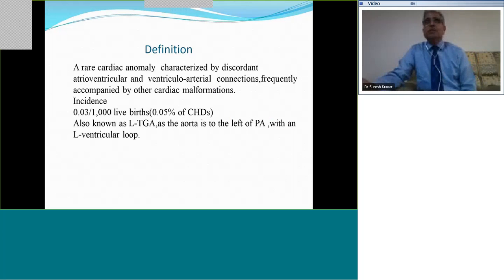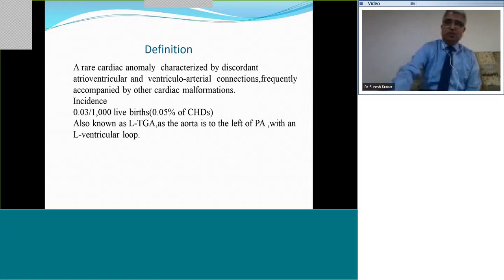It's also known as L transposition because in situs solitus, the ventricular loop is L and the aorta is left and anterior. Because of that, the term LTGA is also used. But the obvious disadvantage of using the word LTGA is that in situs inversus or in ambiguous situses, this is not the relationship of the great vessels, and the ventricular loop is not necessarily L. So perhaps an all-covering term would be congenitally corrected transposition.